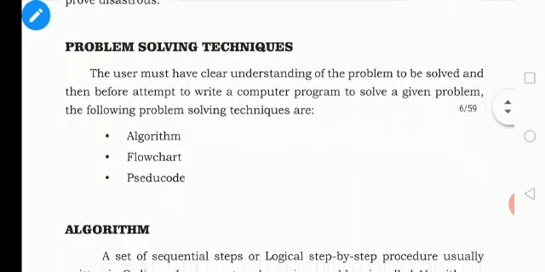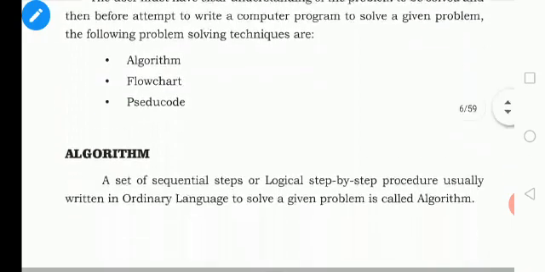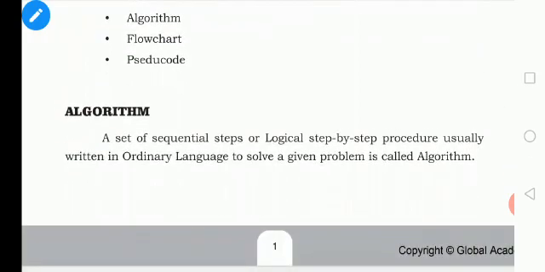So what are the 3 problem solving techniques? One is algorithm, flowchart and pseudocode. Okay, have you remembered this? Good. Or else turn back your notes and see what you have written for each. So algorithm. What is algorithm? Algorithm is a step-by-step procedure for solving a problem. It is written in an ordinary language.